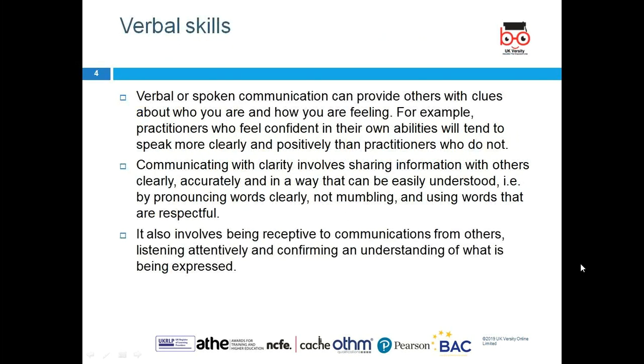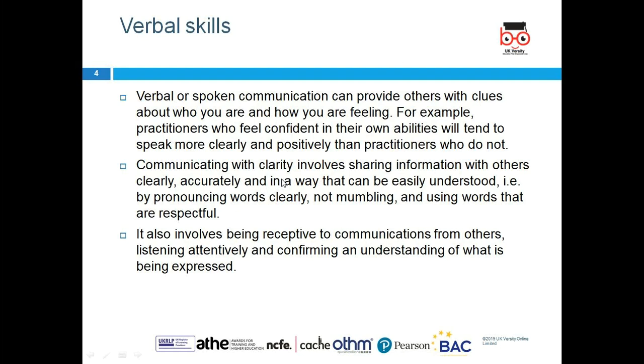Right, so verbal skills, as you obviously know, verbal is spoken communication. So it's how you're actually speaking and talking to others. So it really depends on how confident you are in your own abilities. So are you speaking clearly? Are you being positive? Are you using a very low voice? Are you mumbling? So it's up to how confident you are in your own abilities and how you will communicate.